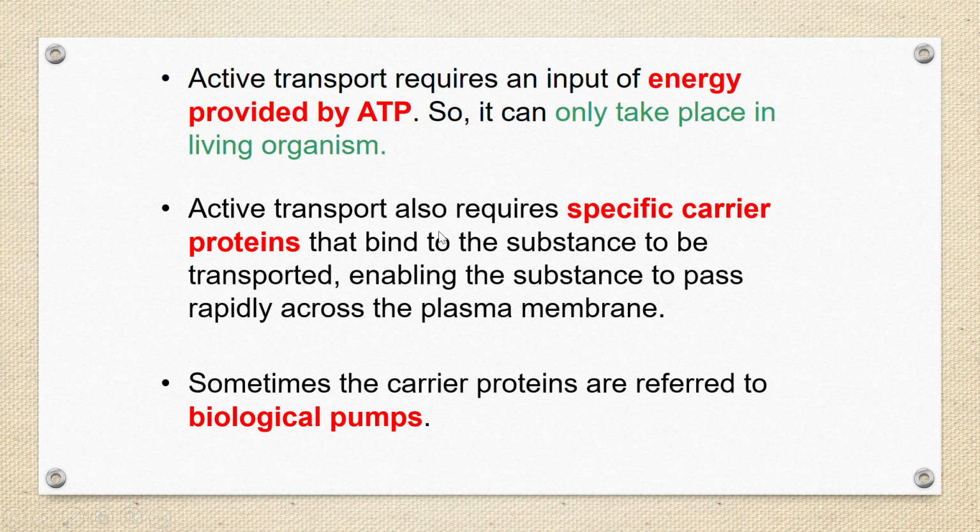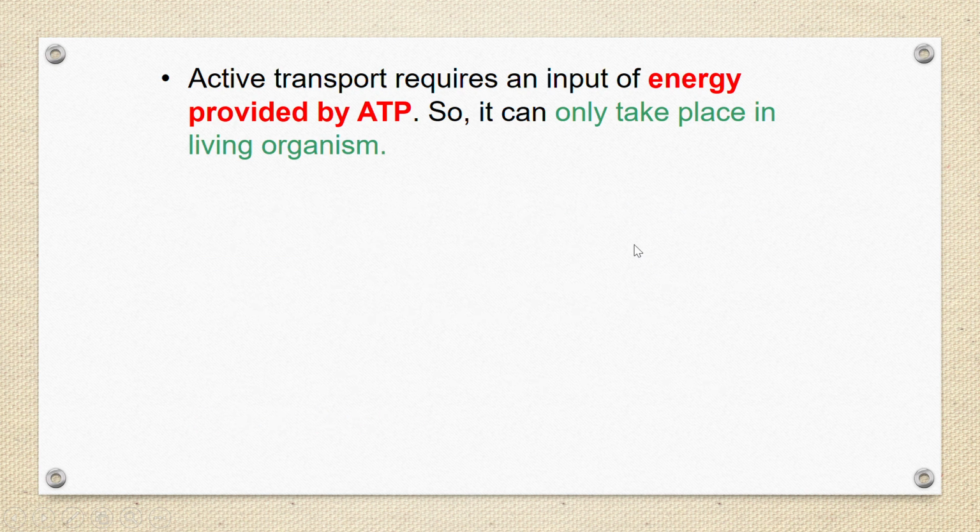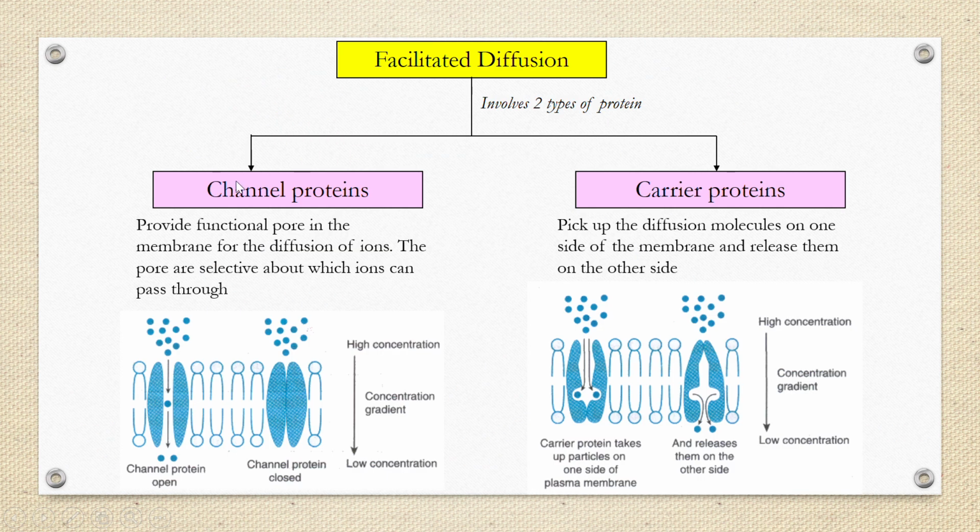Okay, the second statement says it requires specific carrier proteins. Tadi kita ada dua protein dekat situ, channel and carrier. So, in active transport, kita perlukan carrier protein. Unlike facilitated, as long as dia melibatkan protein, dibantu oleh protein, the movement of substance, we call it facilitated.